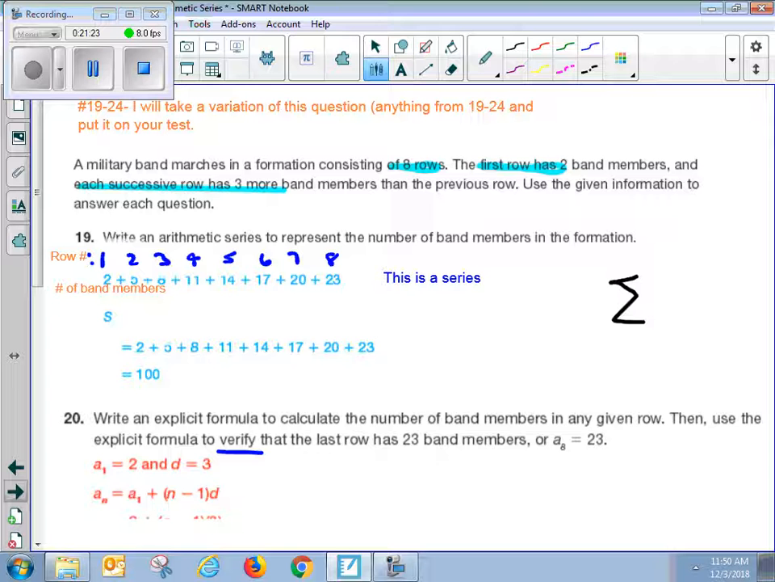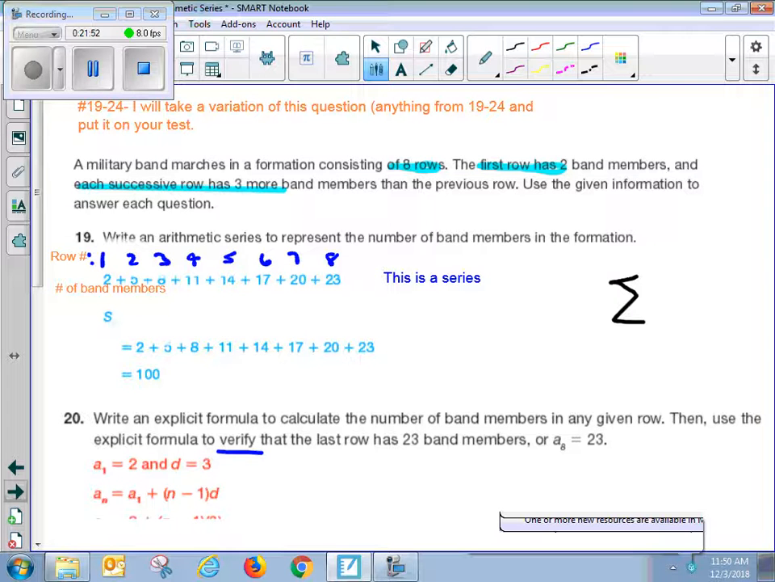And then it continues, use the given information to answer the question. Write an arithmetic series to represent the number of band members in the formation. So we're doing little steps. A series could be this: 2 plus 5 plus 8 plus 11 plus 14 plus 17 plus 20 plus 23. That is listing out all the values with a plus sign. So that is in terms of a series. We're going to work our way into finding the sum algebraically in a sec. Okay?